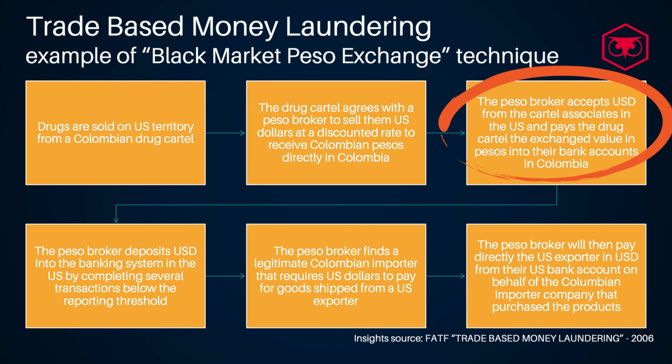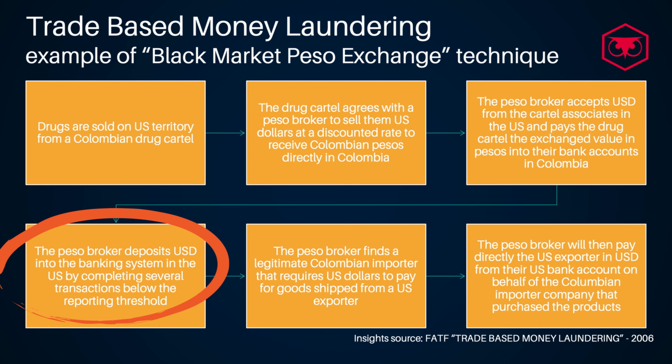The next step is for the peso broker to accept the US dollars from the cartel associates located in the US and pay the drug cartel the exchange value at a favorable rate in pesos into the bank accounts in Colombia. So the peso broker deposits USD into the banking system in the United States by completing many transactions that are below the reporting threshold, so they don't get identified for this type of activity.